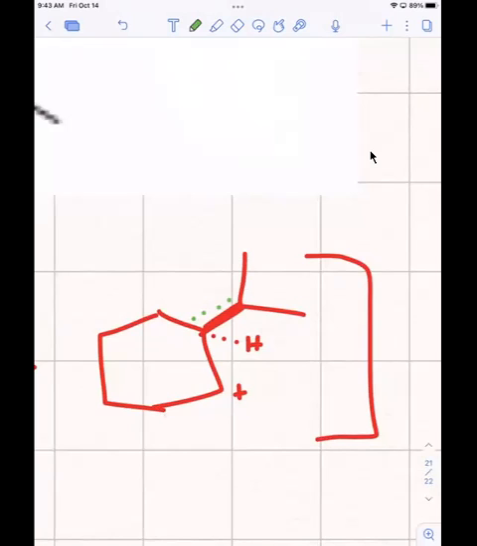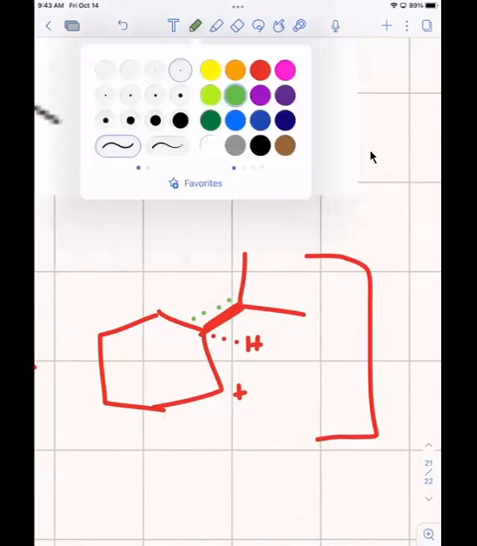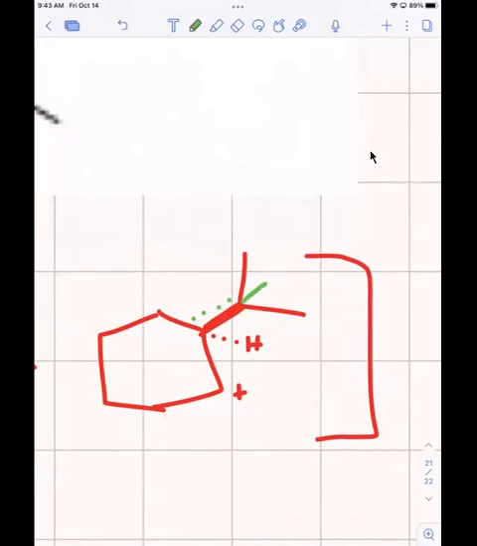The other side of that thick line. Does that make sense? Yeah, so we do have a hydrogen here, is that right? Yeah. So it would have to come from there. But as it stands, that's not going to happen.